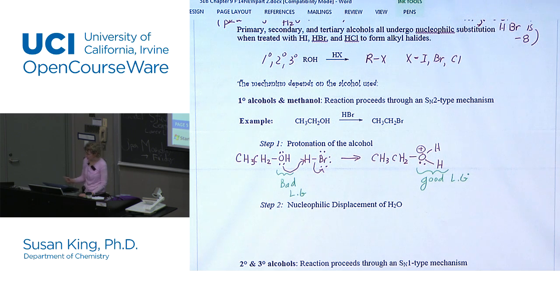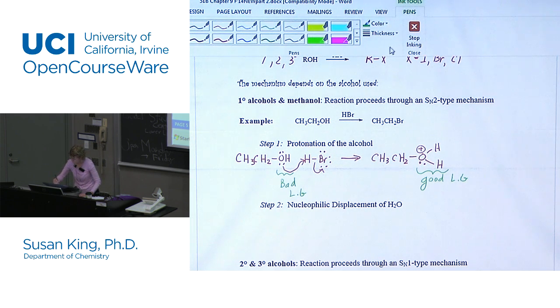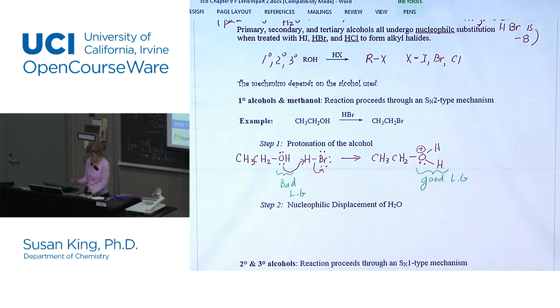Now, in step 2 of this reaction, I'll just redraw this. Our good nucleophile, bromide ion, is a very good nucleophile. It's going to come in and do an SN2 reaction. So bromide's here. That's our conjugate base, and it's going to come in and do backside attack, kicking off our leaving group.